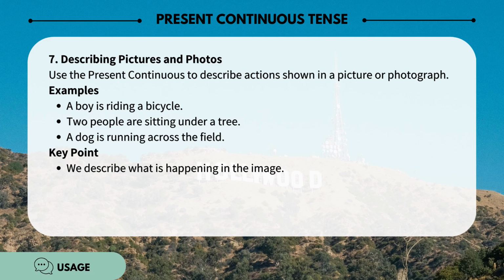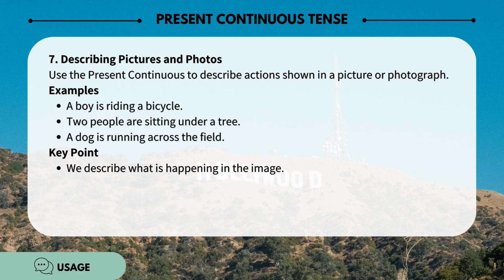7. Describing pictures and photos. Our last use is very common in English exams. When we describe a picture or a photograph, we usually use the present continuous. Why? Because we're describing the actions we can see. For example, a boy is riding a bicycle. That's what the boy is doing in the picture.